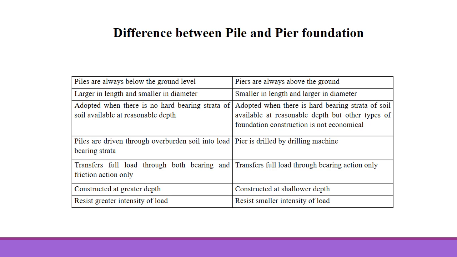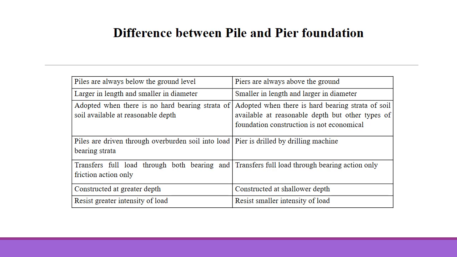Piles are adopted when there is no hard bearing stratum of soil available at reasonable depth. Piers are adopted where a hard bearing stratum of soil is available at reasonable depth, and other types of foundation are not economic. For pile foundation, piles are driven through overburden soil into the load bearing strata. For pier, it is drilled by a drilling machine. The pile foundation transfers the full load through both bearing and friction action. The pier transfers the full load through the bearing action only.